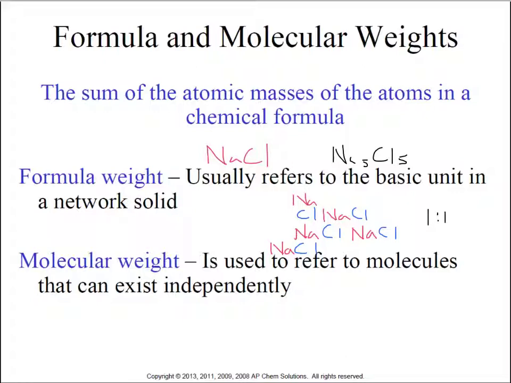A molecular weight refers to a molecule that can exist independently. So something like carbon dioxide. There is no network solid of carbon dioxide molecules. They exist independently. Inside of water, it's H2O, and those H2O molecules are independent of each other. They're not really surrounding each other. It's not about a ratio to figure out their mass.